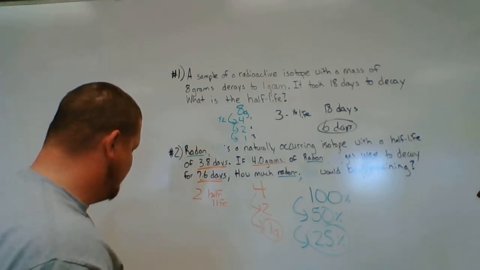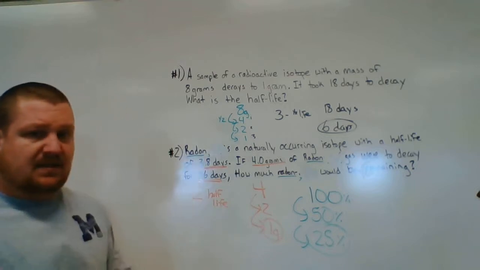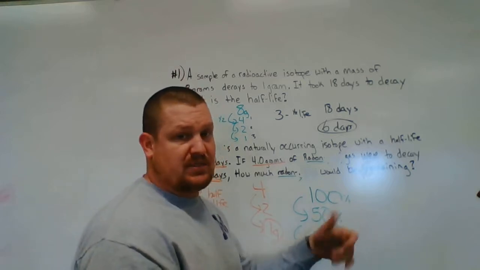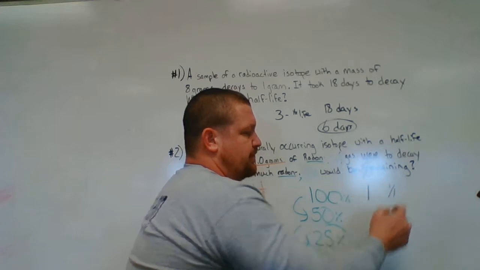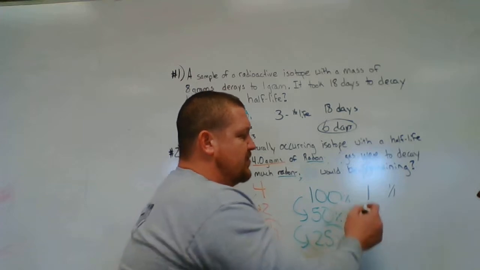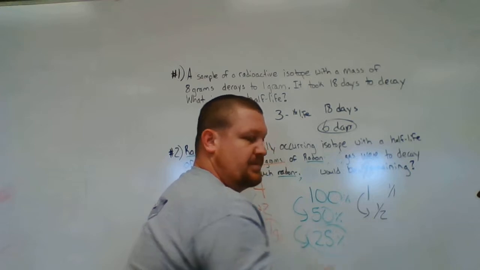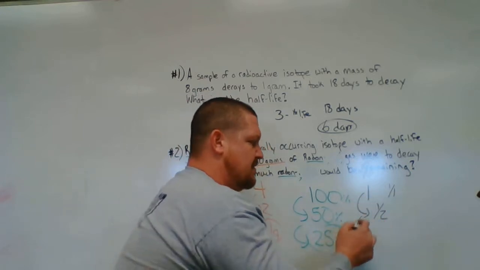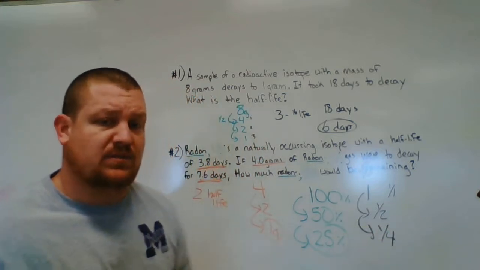The last one I wanted to hit real quick is a fraction. For a fraction, 1 over 1, or 1, is our 100%, our starting point. You can start with 1 or 1 over 1, whatever makes sense to you in your head is fine. We're going to send it through a half-life. After 1 half-life, we're at half. After another half-life, we have half of a half remaining, which is a fourth. So we have 1/4 of our original sample.